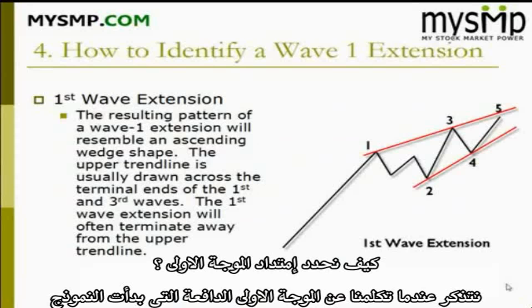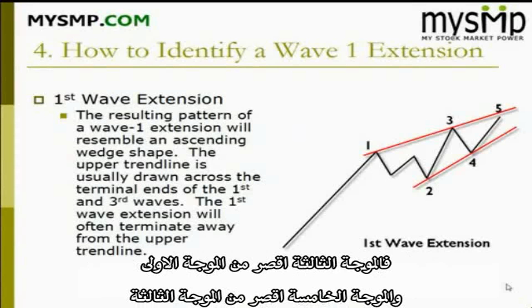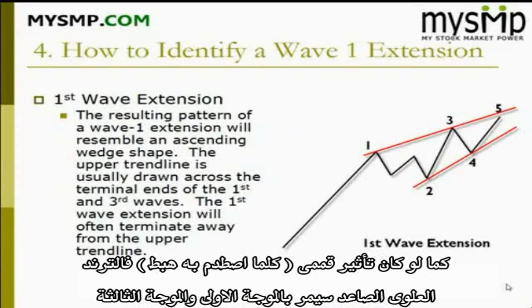Okay, how to identify a wave 1 extension. We were speaking to it earlier: when you have that first wave up, it creates that kind of running into the pattern when you get that very strong wave. So you're going to develop a wedge pattern, as you can see here. Wave 3 is going to be, of course, shorter than wave 1, and then wave 5 is going to be shorter than wave 3. So you're going to get this kind of topping effect.